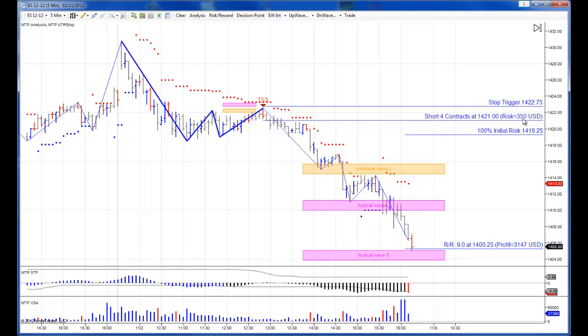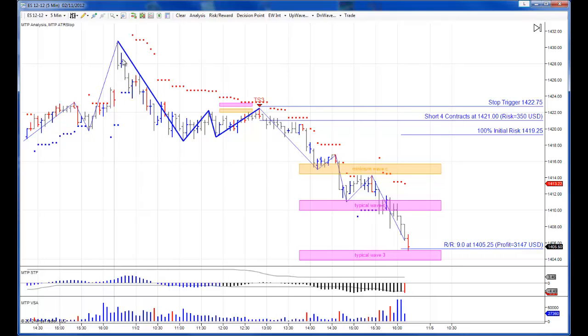So turning an initial risk of approximately $350, which again uses our position sizing to keep our initial risk small, and turning that into a potential profit of just over $3,100. So a very good day with a brilliant example of the MTPredictor Holy Grail trade setup on Friday.